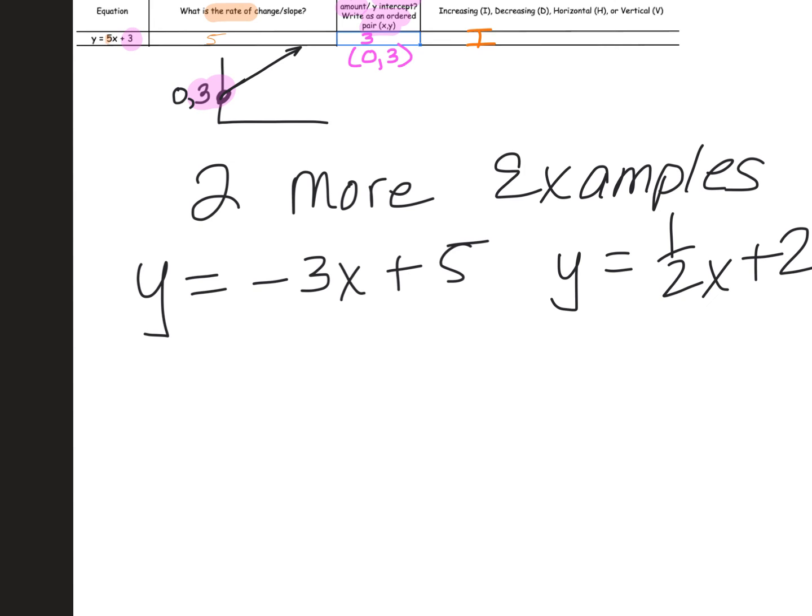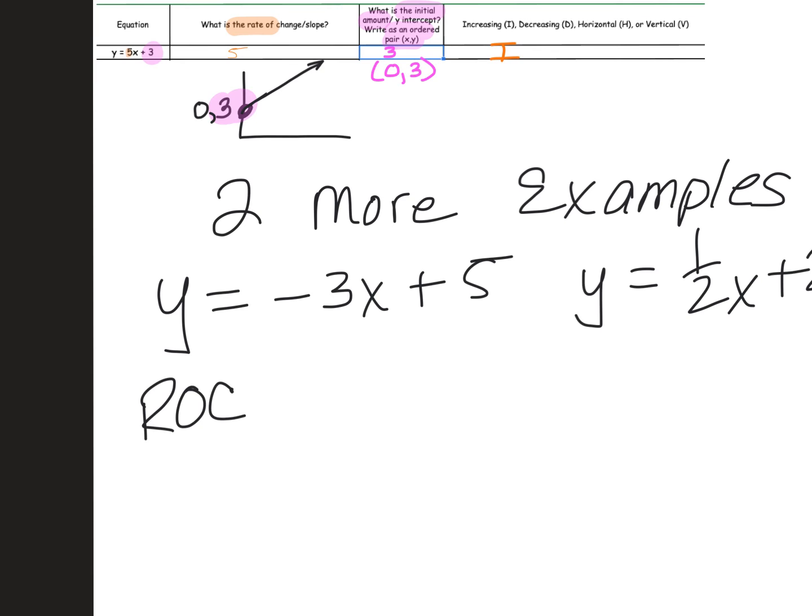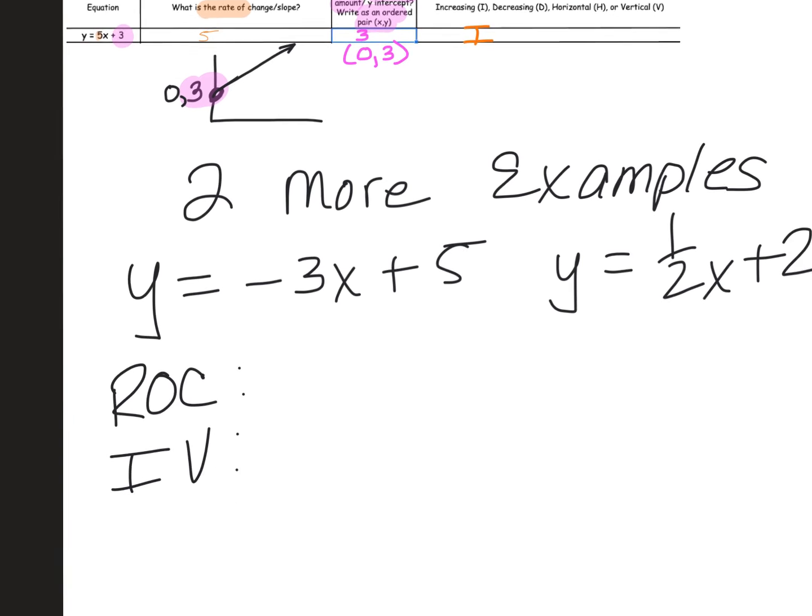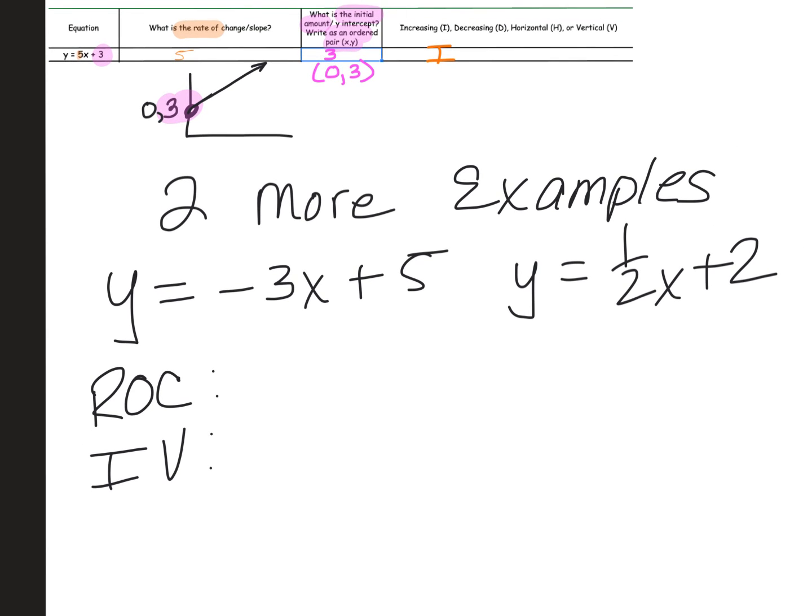All right, so here's a couple more examples really quickly. What I would strongly suggest you do is pause the video and try to identify for each of these two provided equations the rate of change and the initial value. I'm going to assume you did what I asked you to do and that you paused the video and you're ready to check. So for the first equation, the rate of change is going to be that -3 that is sitting in front of the x, and the initial value is going to be that +5 that is out there to the side.